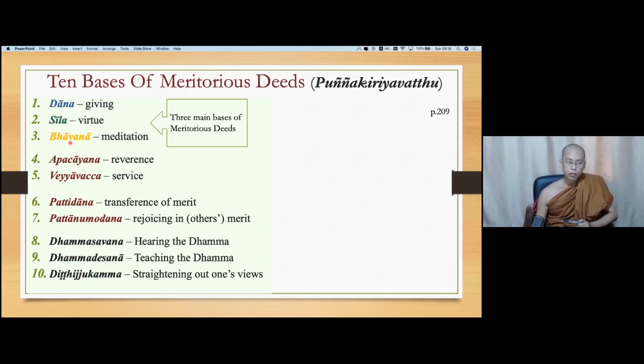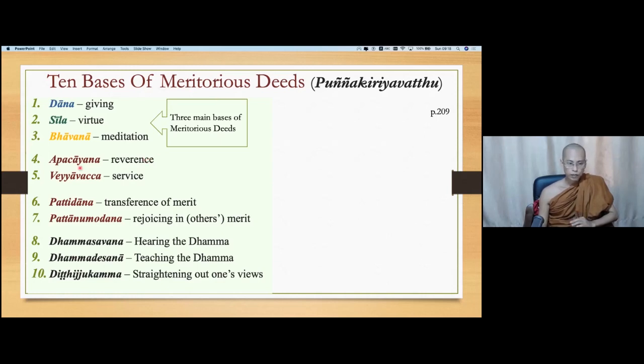It is called bhavana because it is open to develop the mental practice. There are 40 types of meditation technique we will study in chapter 9 of the Abhidhammattha Sangaha. So here, mental practice or mental culture or meditation is called the bhavana. That is also one of the bases of meritorious deeds.